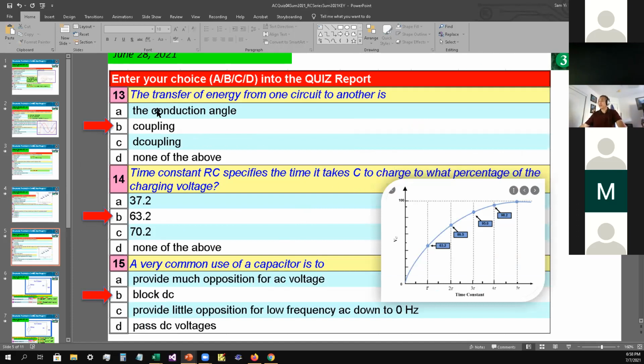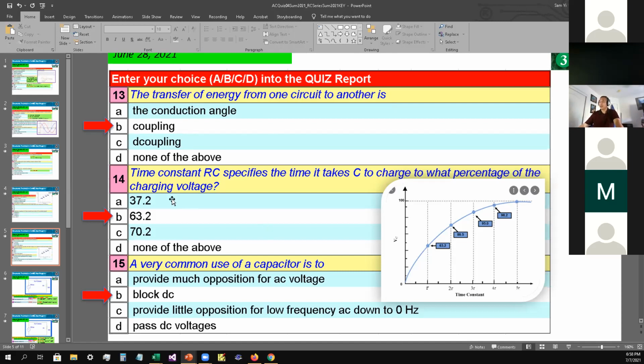Okay, 13, the transfer of energy from one circuit to another. This one is just a definition. You can Google the information. This one is called coupling. So the answer is B as in beta for number 13.